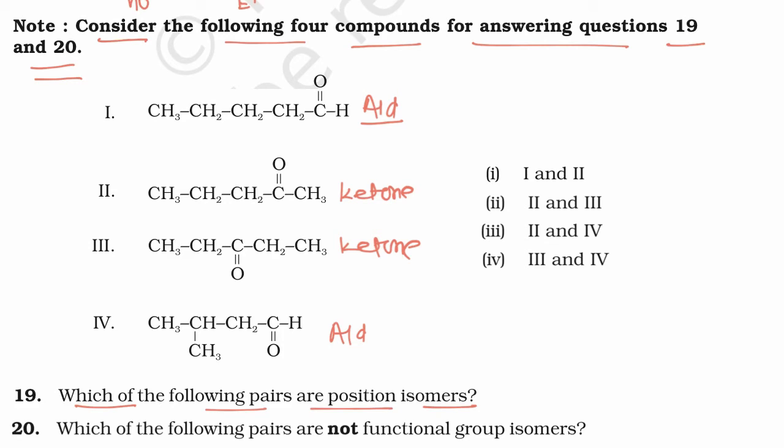Now the first has a total of 5 carbons in the main chain, while the fourth has a total of 4 carbons in the main chain. So 1 and 4 are chain isomers. While if we consider 2 and 3, then 2 and 3 are position isomers. So 2 and 3 are position isomers, and hence the correct answer is 2.